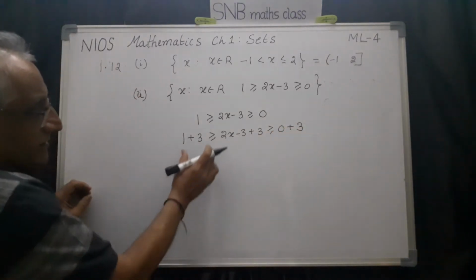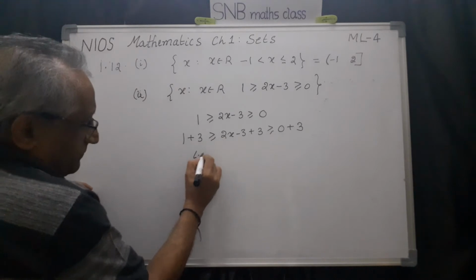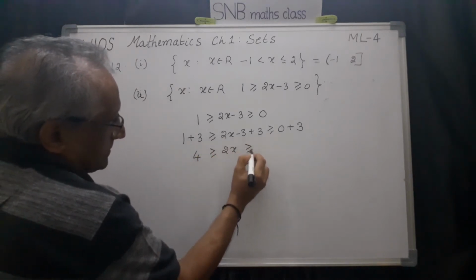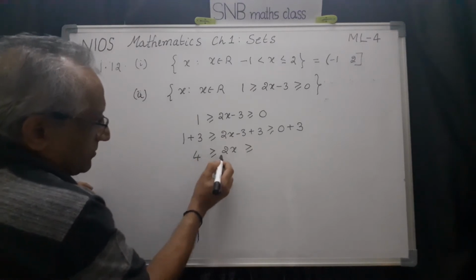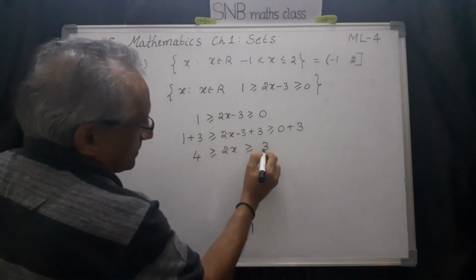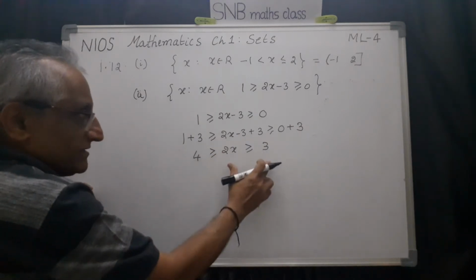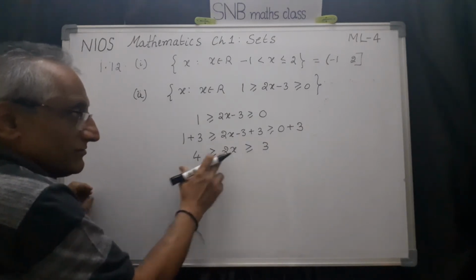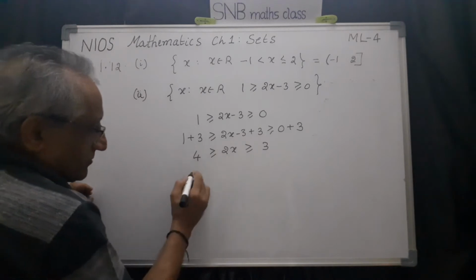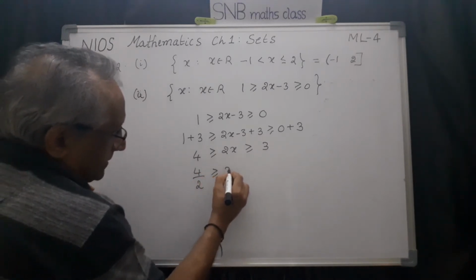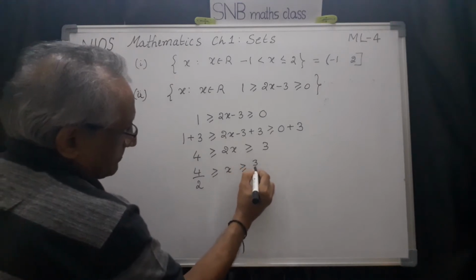So, this is the first thing. 4 is less than or equal to 2x, which is less than or equal to... Now here I don't want to, therefore divide. Dividing by a positive value will not change the inequality. Therefore you have to write 4 by 2 more than or equal to x, more than or equal to 3 by 2.